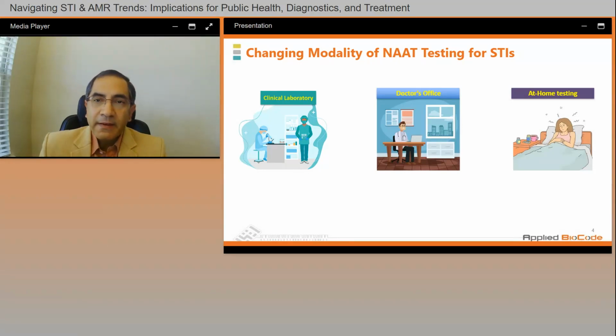STI infections are associated with stigma, and there could be a barrier in seeking medical attention. Providing at-home testing may just break that barrier. In the subsequent slides, I'll review how FDA is helping to bring the STI testing closer to the patients.